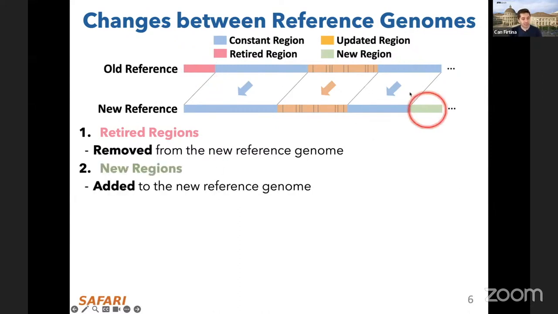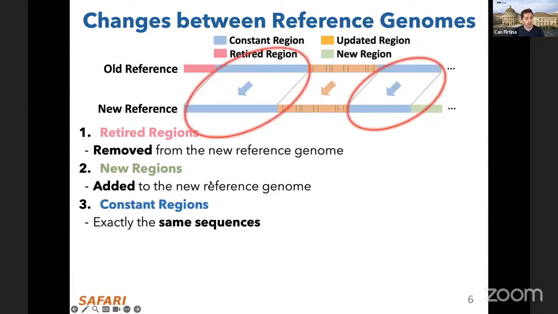The new region means that this particular region is completely novel in the new reference genome. This is a new addition that didn't exist in the old reference genome. We also have some constant regions that are exactly the same between the old reference and the new reference genome. However, their positions may still change. As we try to illustrate here, this particular exactly matching region is slightly shifted to the left in the new reference genome, potentially due to the retired and the new regions. So we may have these shifts because we have these insertions and deletions between the new and old reference genomes.